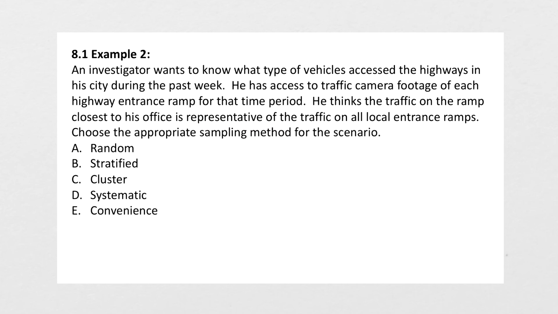And example 2 says an investigator wants to know which type of vehicles access the highways in his city during the past week. He has access to traffic camera footage of each highway entrance ramp for that time period. He thinks the traffic on the ramp closest to his office is representative of the traffic on all local entrance ramps. Choose the appropriate sampling method for the scenario.